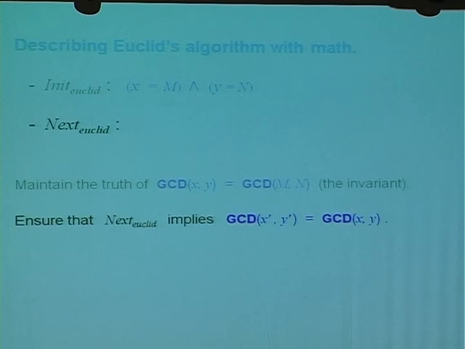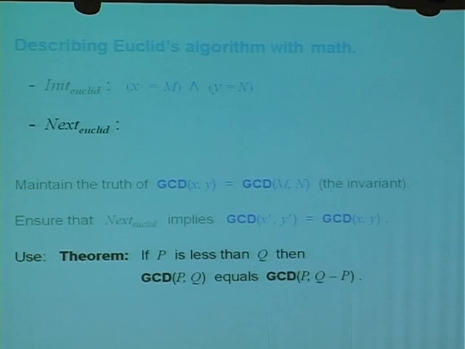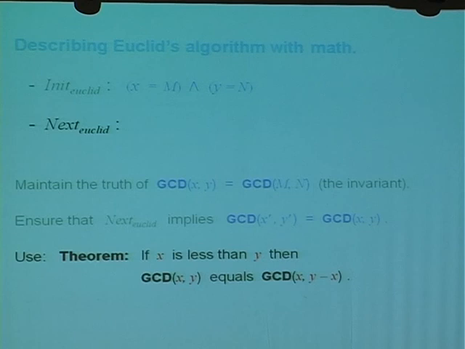And we're going to use this theorem, remember? The theorem I just showed you. Let's substitute X for P and Y for Q in that theorem, and this is what we get. It says if X is less than Y, and X prime equals X, and Y prime equals Y minus X, then the GCD of X prime, Y prime, which is then the GCD of X and Y minus X, equals the GCD of X, Y. So this formula implies that the GCD of X prime, Y prime equals the GCD of X, Y. So that's a good part, I think, to use.